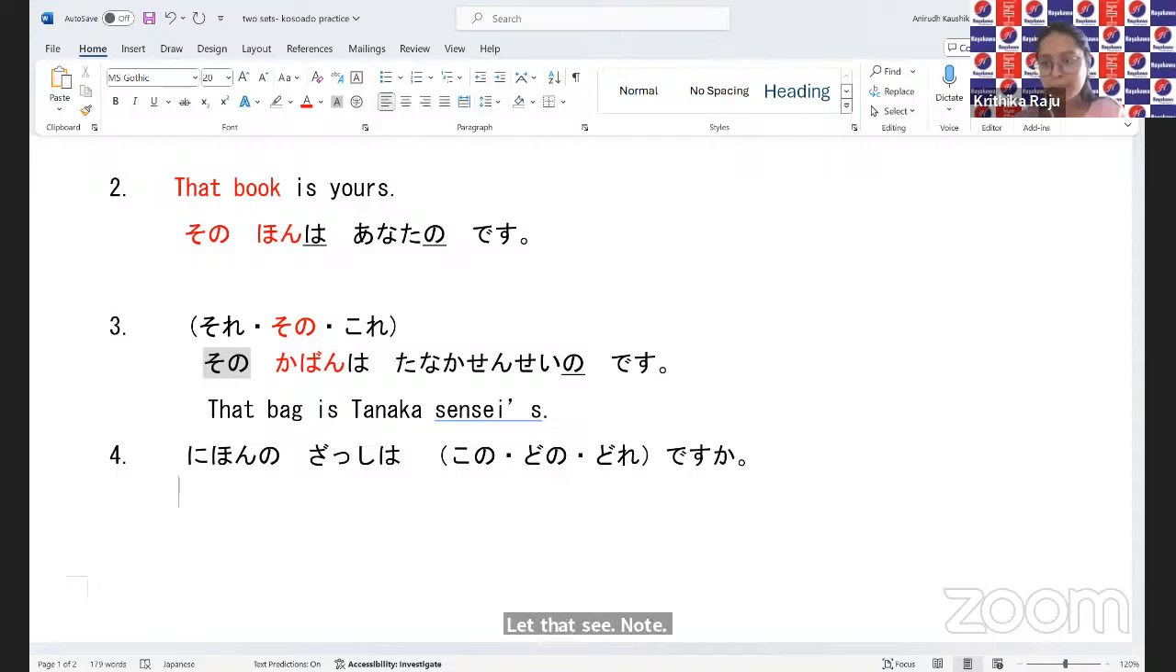Dono, once again, will be followed by the noun or the object. So, dono kaban desu ka? Dono plus kaban.